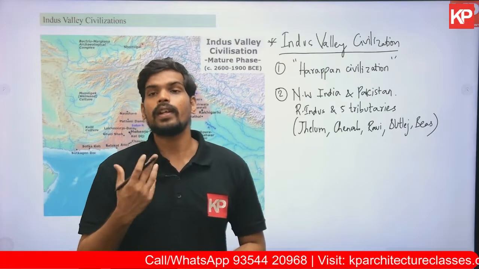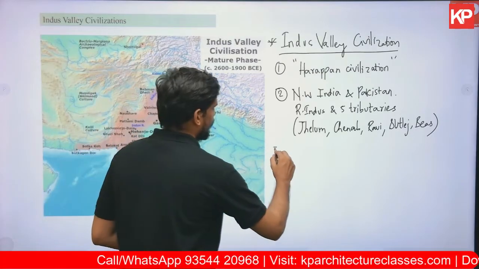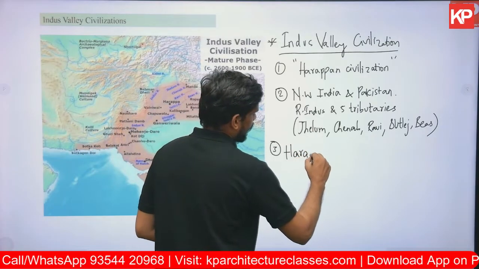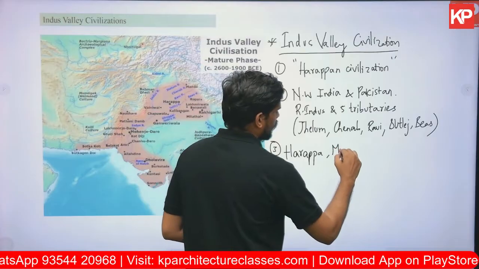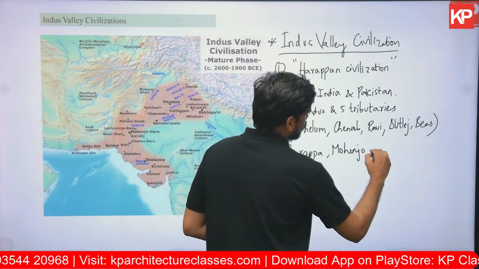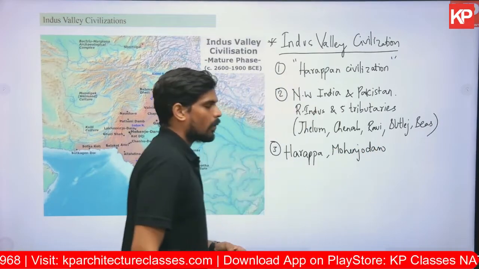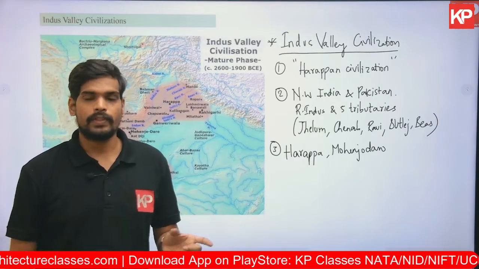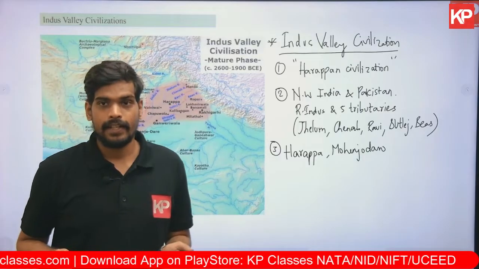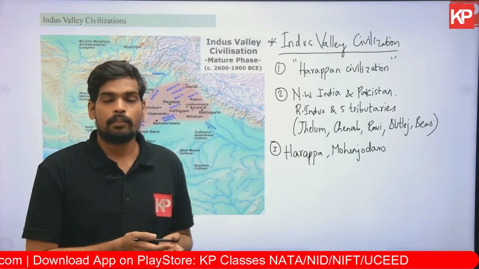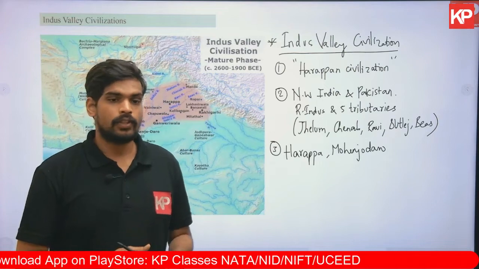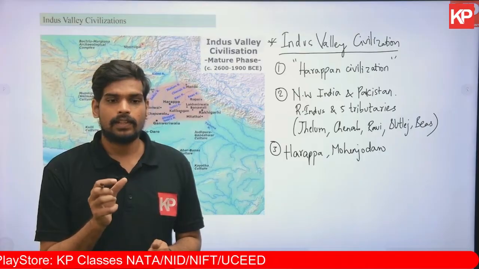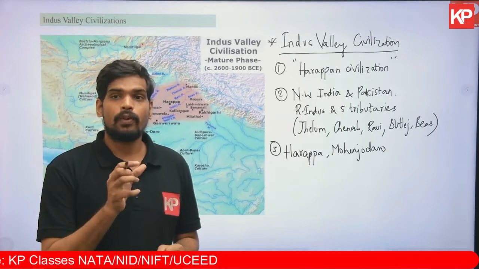Point number 3 is the names of the important sites or important cities. Names of the important cities include Harappa. Harappa is in Pakistan. Mohenjo-daro. Mohenjo-daro is located in the Sindh province of Pakistan. Just like how we have 29 states in India, you have provinces in Pakistan. So in the Sindh province of Pakistan, you have Mohenjo-daro, and the word Mohenjo-daro is a Sindhi origin word, which stands for mound of dead.